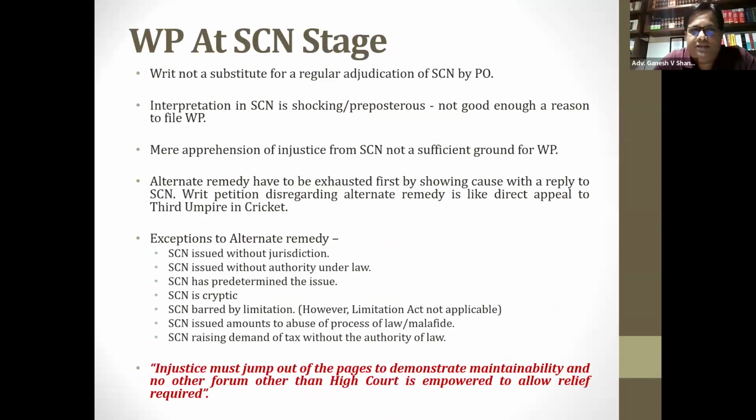So coming to the GST context, sir. First is at the show cause notice stage.